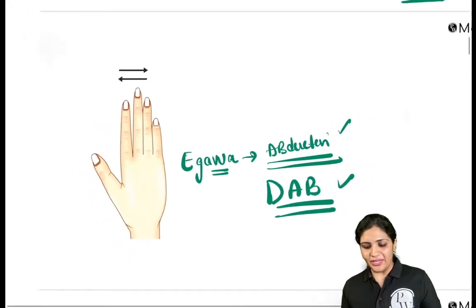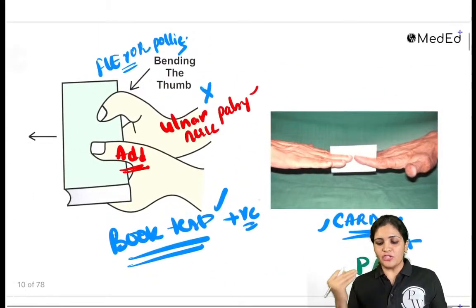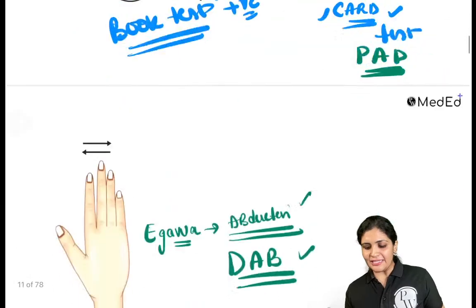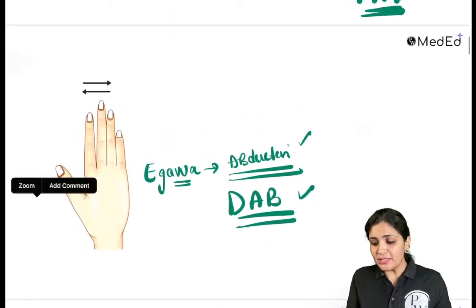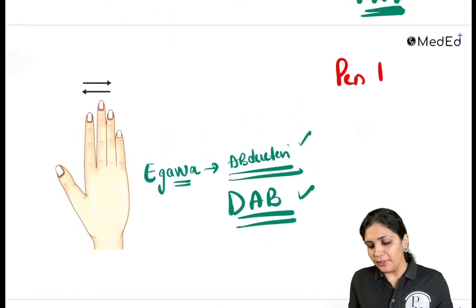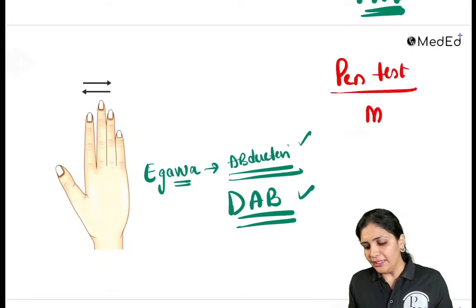Right? So these are the various tests which you do for the ulnar nerve. So one is your book test, one is your card test, then your pencil test. Then what is the pen test? So if you remember, the pen test is for your median nerve.